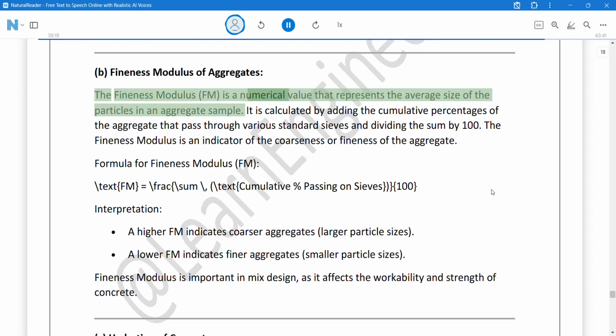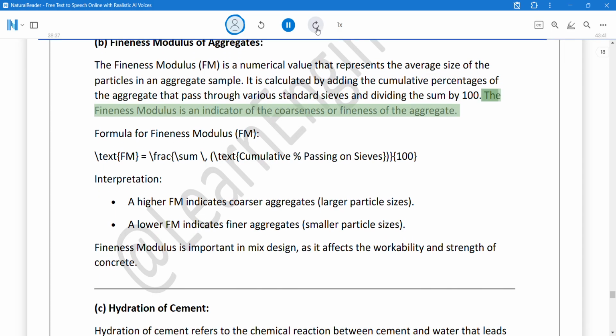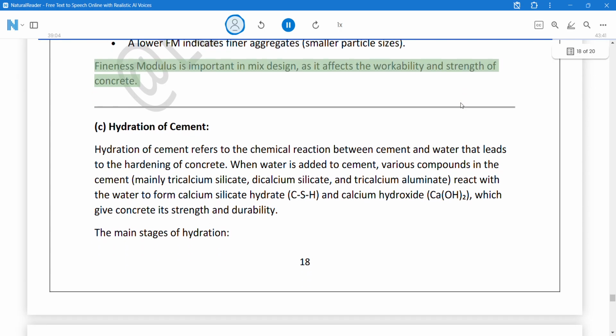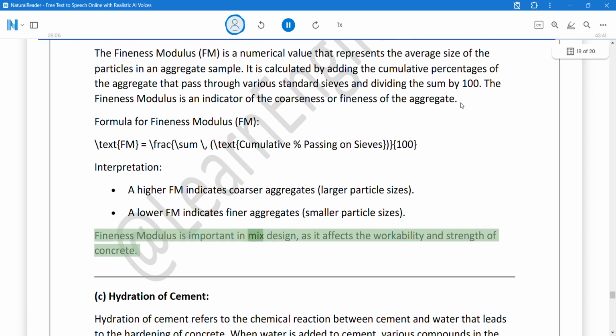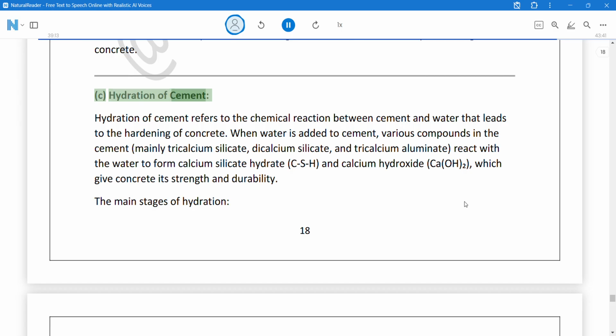Fineness modulus of aggregates. The fineness modulus is a numerical value that represents the average size of the particles in an aggregate sample. It is calculated by adding the cumulative percentages of the aggregate that pass through various standard sieves and dividing the sum by 100. A lower FM indicates finer aggregates. Fineness modulus is important in mix design, as it affects the workability and strength of concrete.